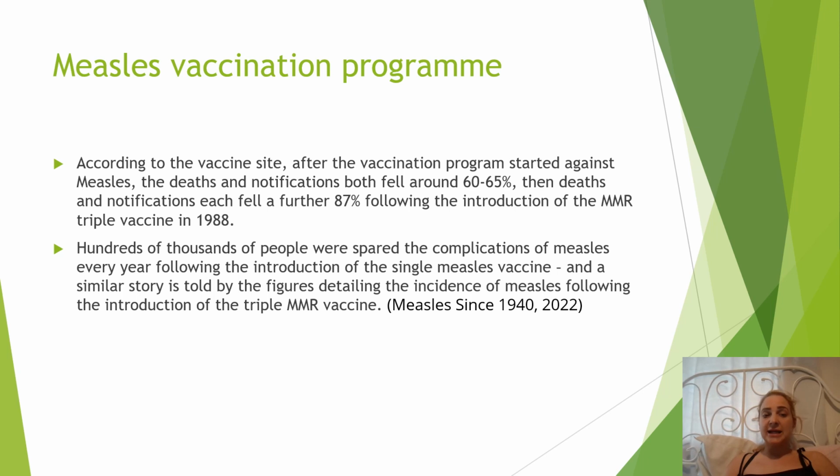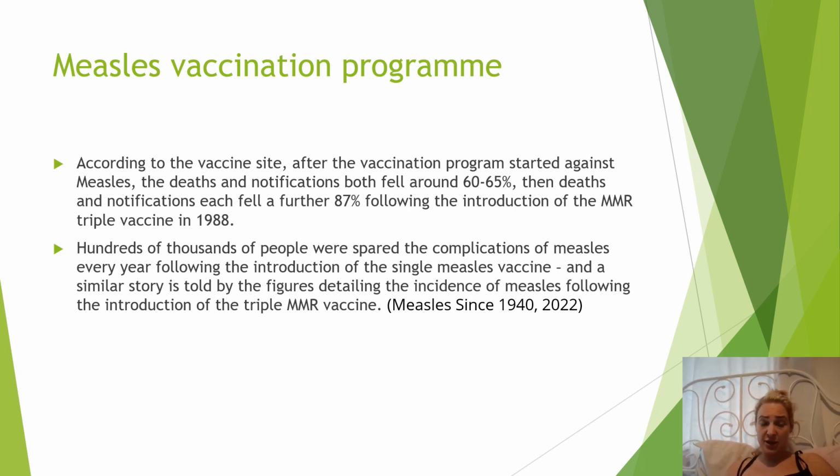According to the vaccine site, after the vaccination programme started against measles, the deaths and notifications both fell by around 65%. Then a further 87% following the MMR triple vaccine introduction in 1988.